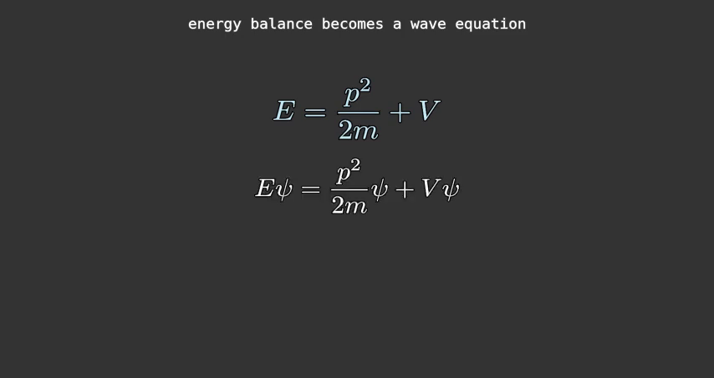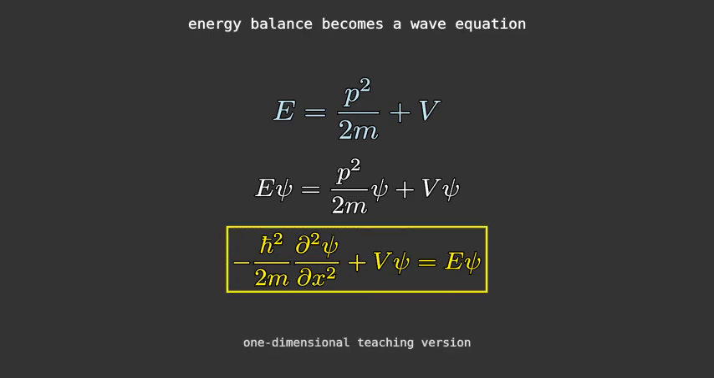Now use the non-relativistic energy balance for one particle. Total energy equals kinetic energy plus potential energy. E equals p squared over 2m plus V. Apply that energy balance to the wave by multiplying by psi. E psi equals p squared over 2m times psi plus V psi.